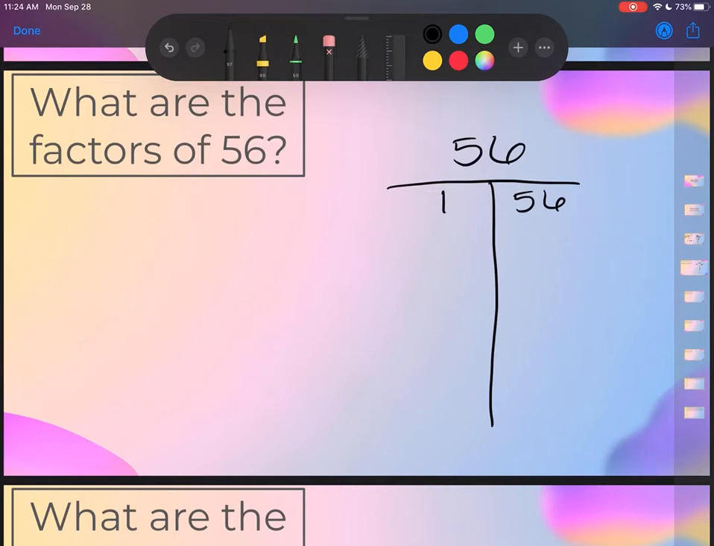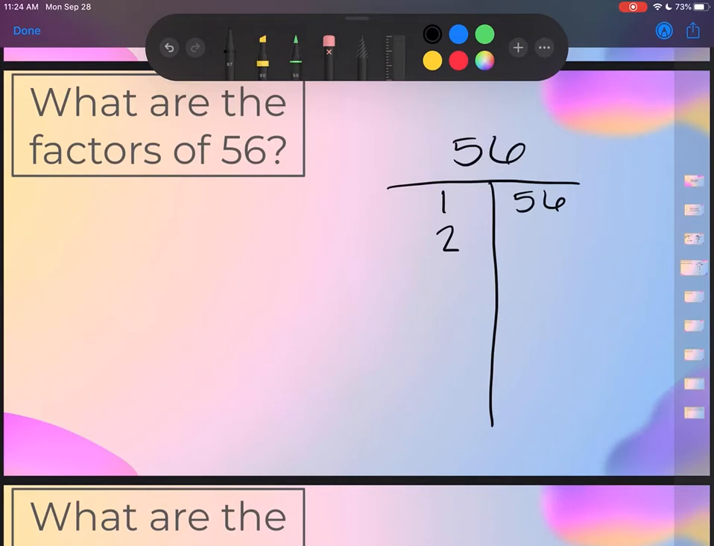In order for a number to be divisible by 2, so in order for it to have a factor of 2, basically, it needs to end in an even number. So that would be 2, 4, 6, 8, or 0. Well, 56 ends in a 6, so this would be an even number, which would be 2.